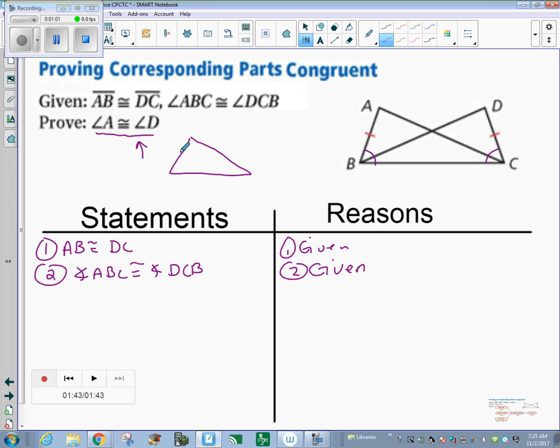So we have AB and this angle. So there's A, B, C. And on the other side, we have a triangle that looks like this. That is D, C, B. We were given that angle and that side. You will notice that we have a reflexive side right here, BC, that is in both triangles. So BC is congruent to BC, and that is the reflexive property.